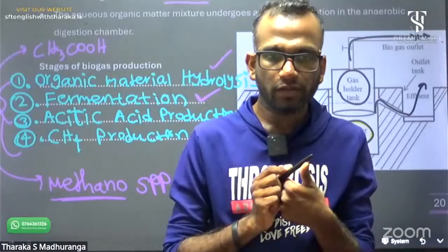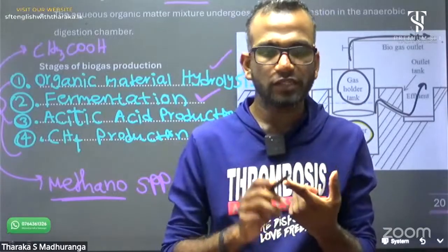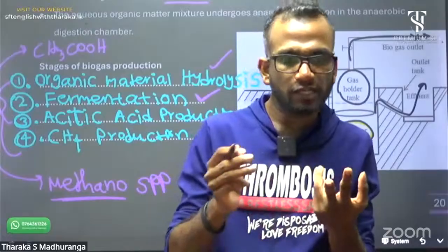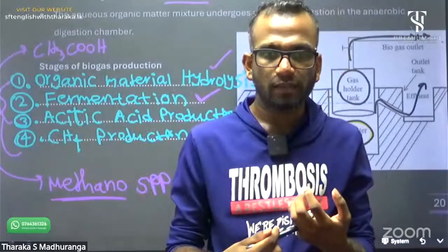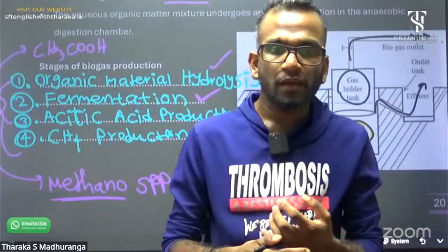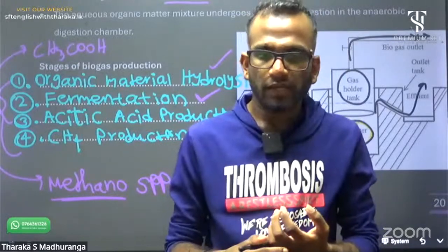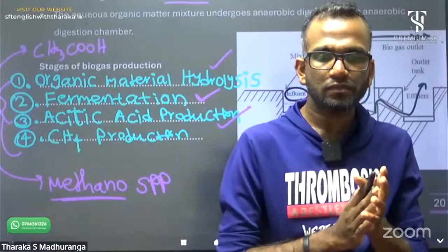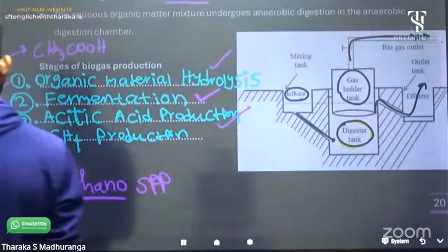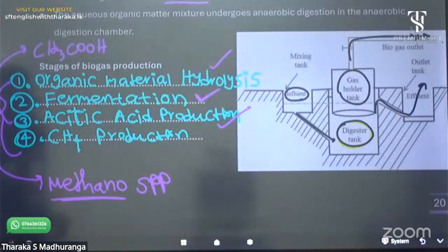And what are the steps of production of biogas? Organic material hydrolysis and fermentation, acetic acid production. Final step, this acetic acid converts into methane. Okay, that's the final steps. Any doubt? Any doubt? And this is completely done by anaerobic microorganisms. The group is methano species.